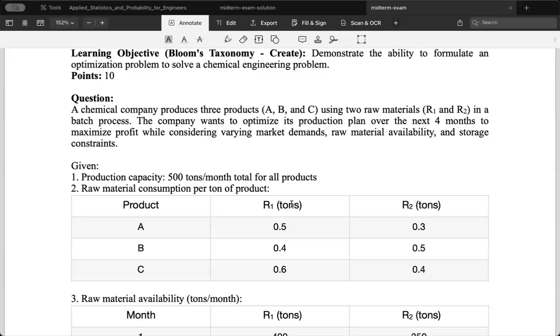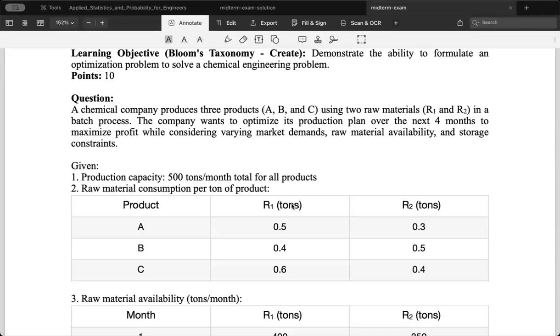Okay, so given the first one, production capacity, 500 tons a month total for all products. Okay, so this is production capacity. Oh, wait a minute. Oh, this one is not clear. 500 tons per month for all products or for each product? Anyway, if you treat it as a sum of all products at 500 tons, it's okay, or you treat it as each product 500 tons, it's okay. Both are okay. And raw material consumption is here.